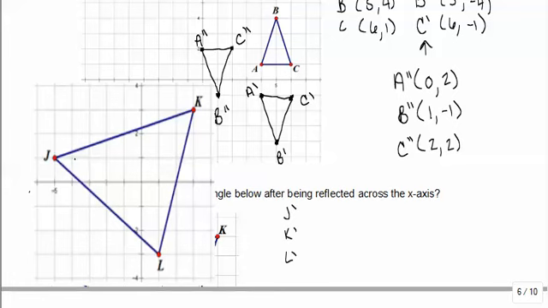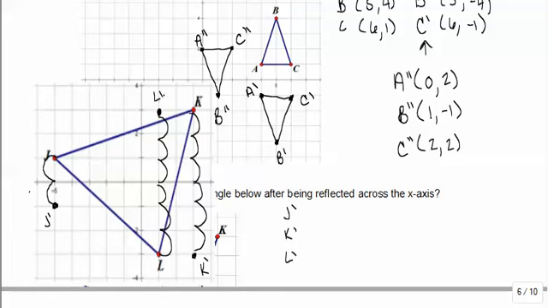So if it's reflecting across the x-axis, you just see how far it is away from the x-axis. This went up 1 from the x-axis, so to make J prime, we go down 1. This went up 1, 2, 3, so we're going to go down 1, 2, 3 for K prime. And this one went down 1, 2, 3, so we're going to go up 1, 2, 3 for L prime. So J prime is at negative 1, 2, 3, 4, negative 5, negative 1.